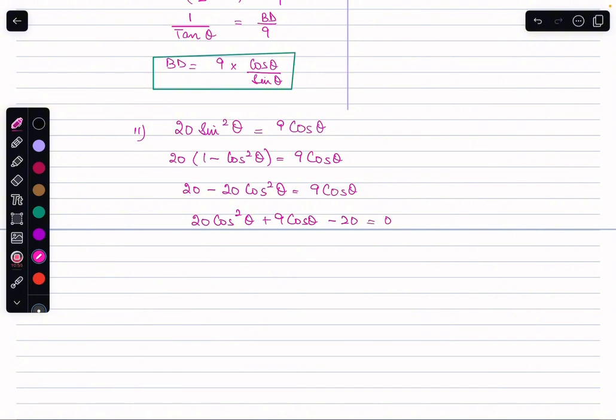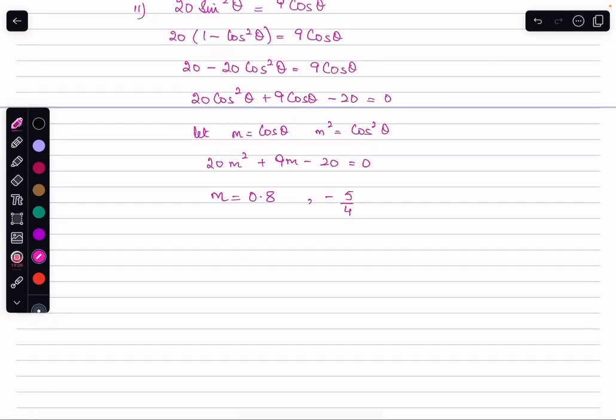So I have this quadratic equation, but it's in terms of cos theta. Therefore, it's a disguised quadratic equation. I can assume that m equals cos theta, so m squared equals cos squared theta. So the quadratic equation is 20m squared plus 9m minus 20 equals 0. Solving it, I get m as 0.8 and also negative 5 by 4.